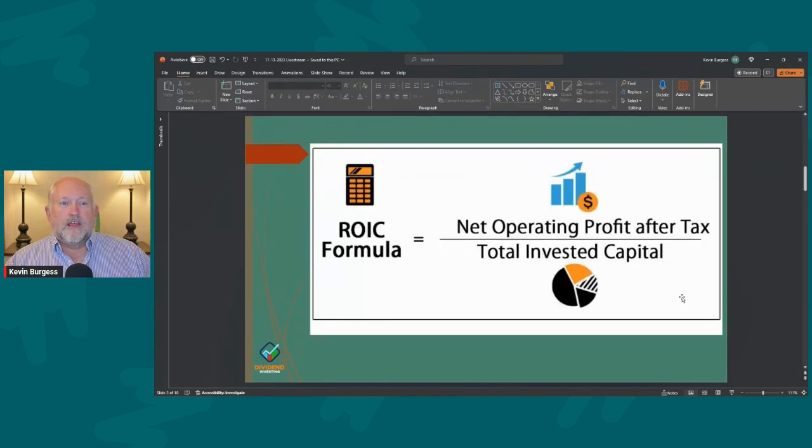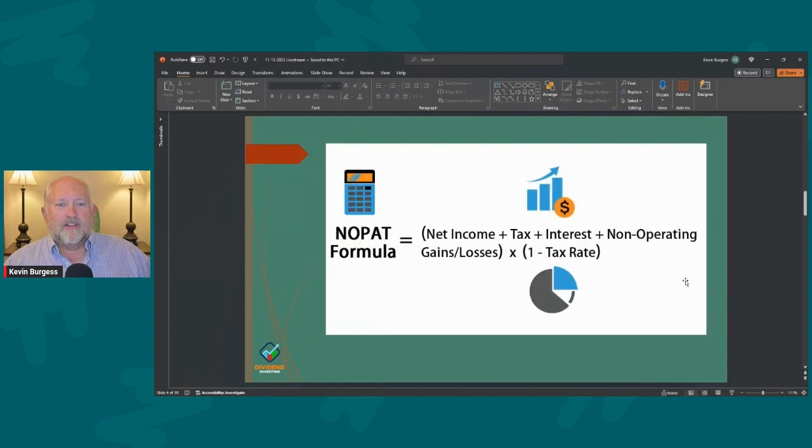So let's talk then about, now I know this is like a formula, right? So don't let your eyes glaze over, because we're really going to boil this down here in a few minutes. So the return on invested capital formula is net operating profit after tax divided by total invested capital. You probably are saying to yourself, I am no better off now than I was about 5 minutes ago, because that is a complicated formula. Well, let's take it maybe a piece at a time. Let's go to the next one.